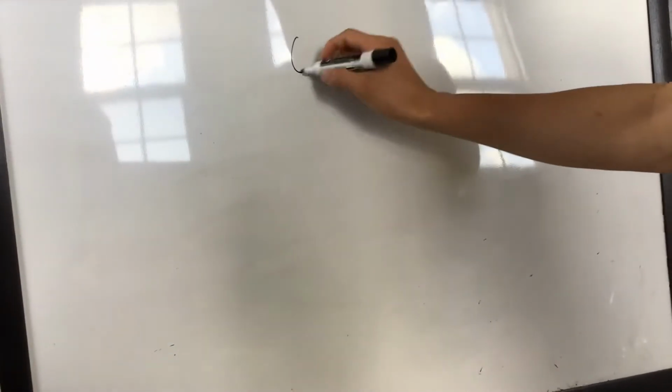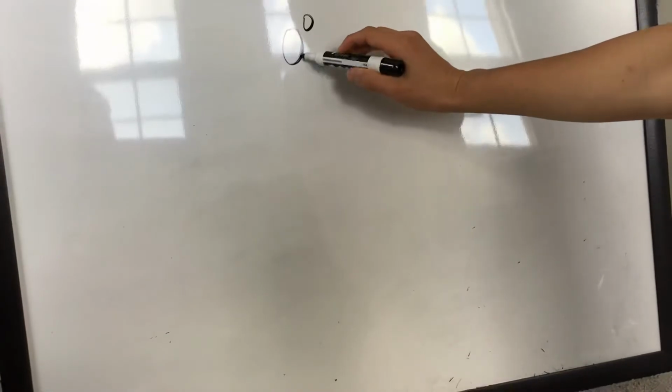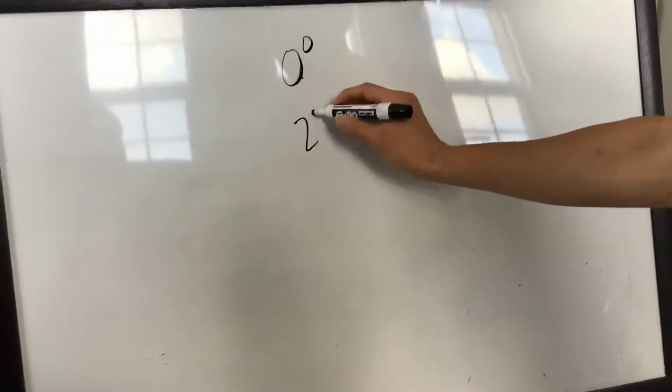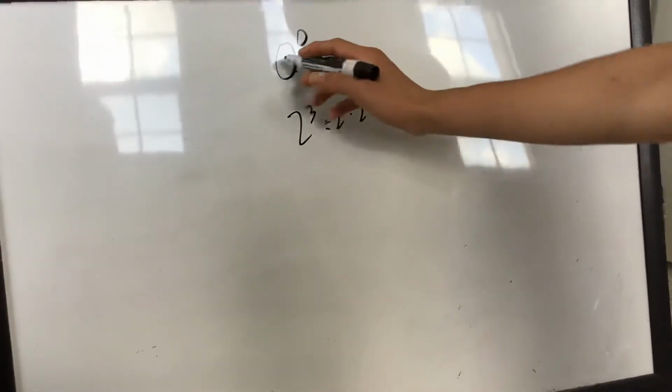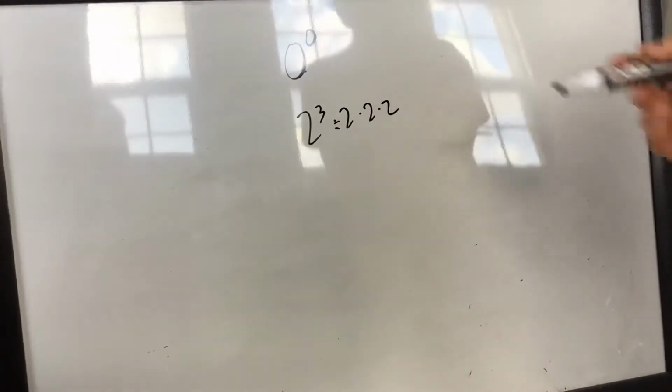What is 0 to the power of 0? Now it might sound weird, because how can you multiply 0 by itself a zero number of times? For example, 2 to the power of 3 is 2 multiplied by itself 3 times. But then how do you multiply 0 times?